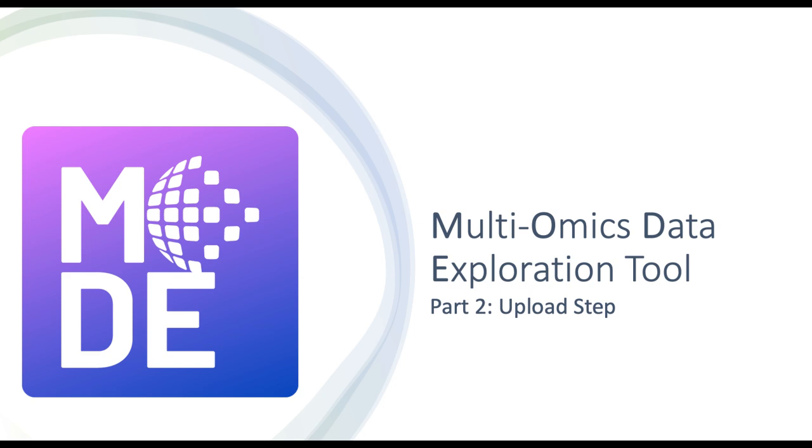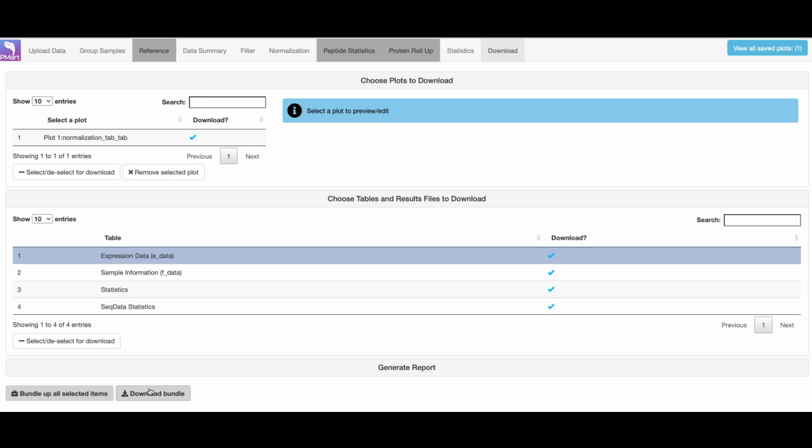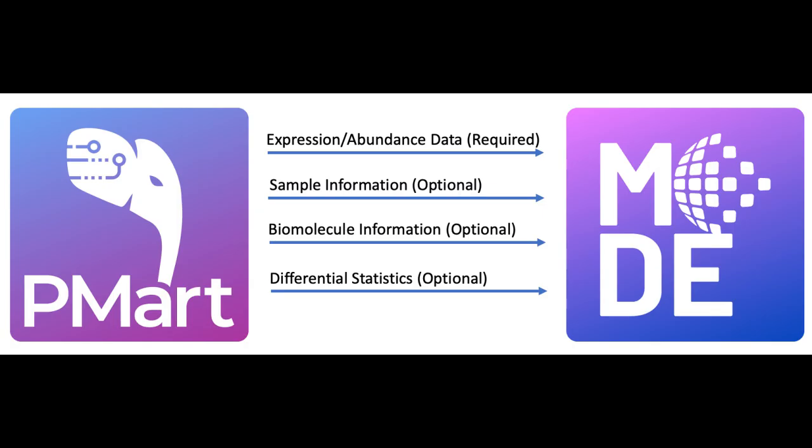Hello. In this video, we'll cover how to format and upload your abundance or RNA-seq data to Mode. We highly suggest users run their omics data through PMart first and output the expression data, sample information, biomolecule information, and statistics results files from the PMart Downloads tab so their data is properly formatted for Mode.